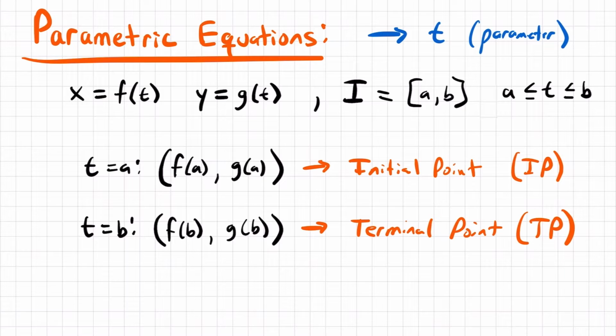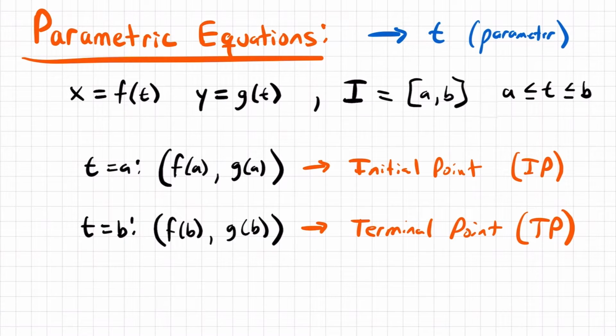As a result of having an initial point and a terminal point, it's pretty clear that using a parameter such as t to define x and y is going to ensure that we have a direction for our plane curve. We know where the curve is going to start, and we know where it's going to end. And so we can determine which way an object is moving along that path or that plane curve.